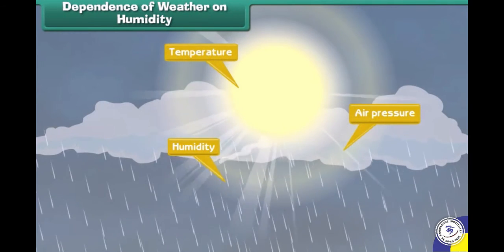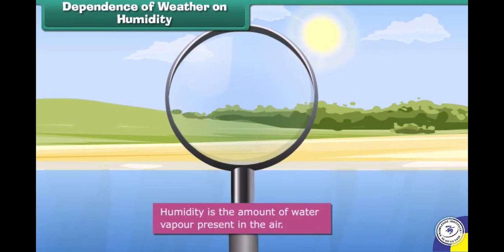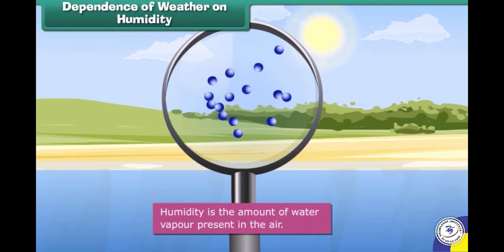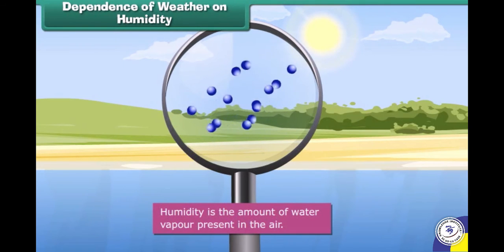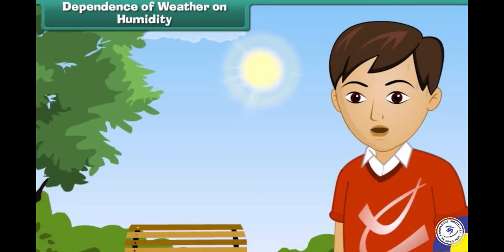Another important factor influencing weather is humidity. Humidity is the amount of water vapor present in the air. Yes, the air around us is full of water. You can usually see the water evaporate from lakes, oceans, rivers, and even from the trees. When the humidity increases, we sweat a lot and feel sticky and uncomfortable.